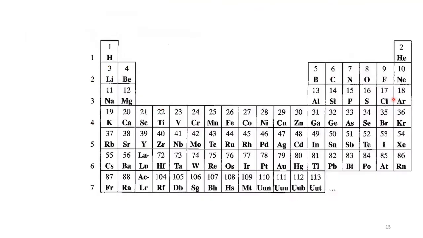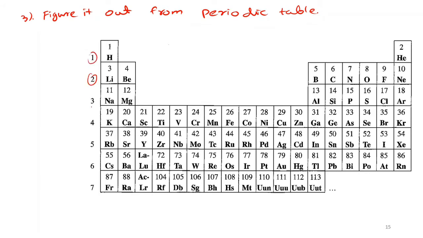If not, the other way to memorize this is through understanding. You can figure it out from the periodic table. So how do you figure it out from the periodic table? You can see these numbers given as 1, 2, 3. They are the principal quantum number.